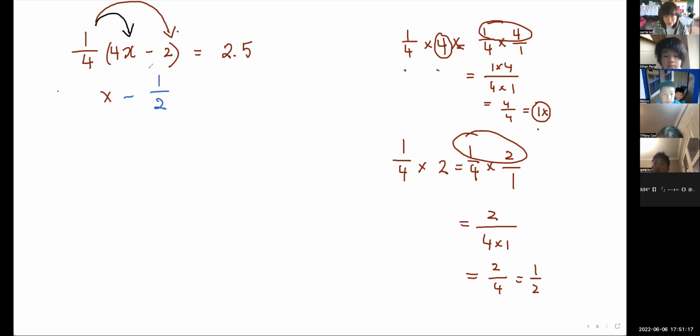So it's x minus half, okay? Because 1 over 4 times 2 equals 1 over 2. So it's x minus half equals 2.5. So x equals what? 2.5 plus half. x equals 3. Understand, everybody?